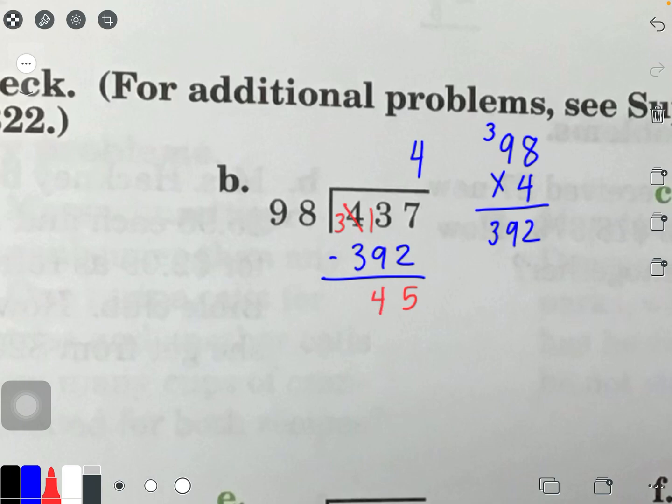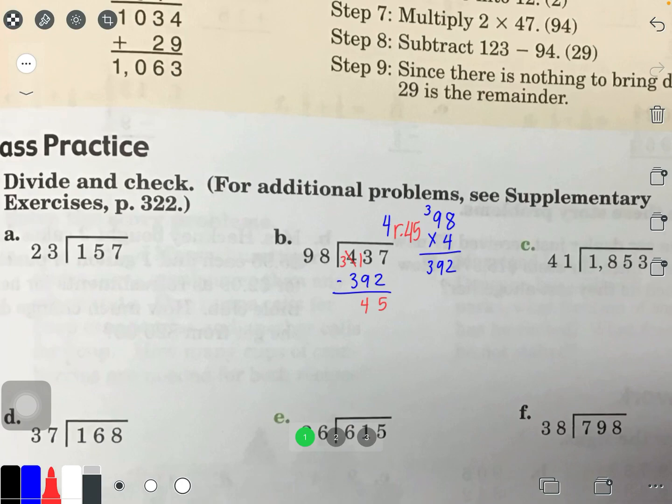Good, 45. Now, it is a huge remainder. We normally don't have remainders over 20, but in this case, it's fine because at least it's smaller than 98. So I'll put remainder 45. Okay, let's try another one.